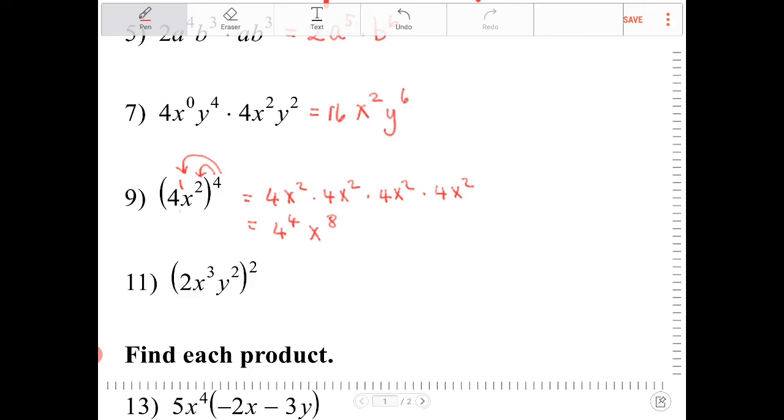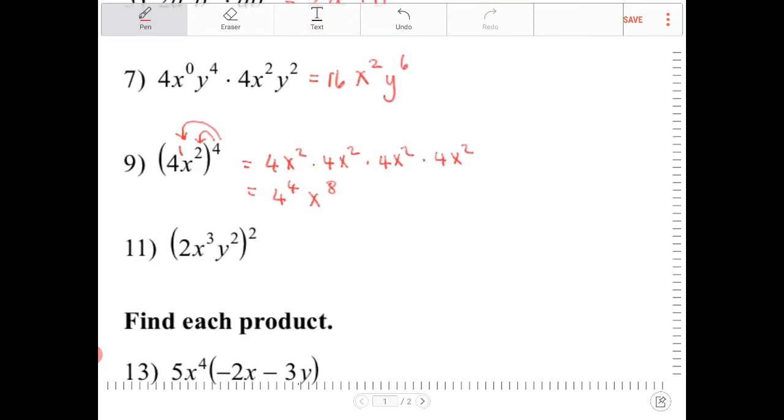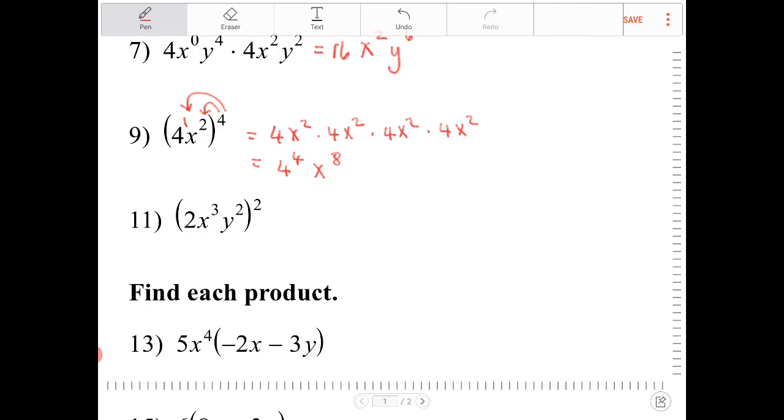Now, this is only true if there's a product inside, the operation between the 4 and the x squared, that's multiplication. If, let's say, the operation in between was addition or subtraction, then we can't do that. And you have no idea how many times students make that mistake. So again, question 9 just becomes 4 to the 4th times x to the 8th. Let's take a look at the next one here.